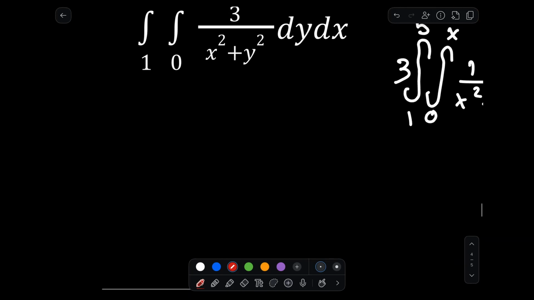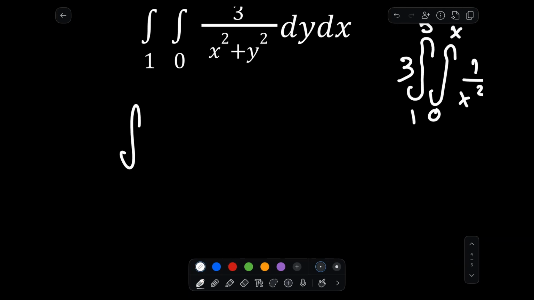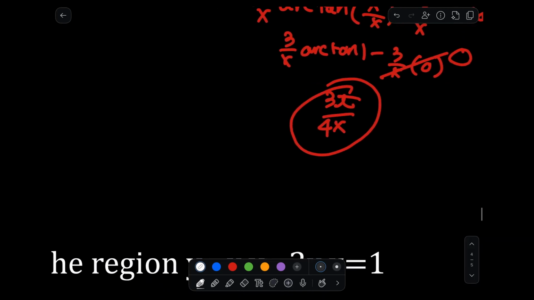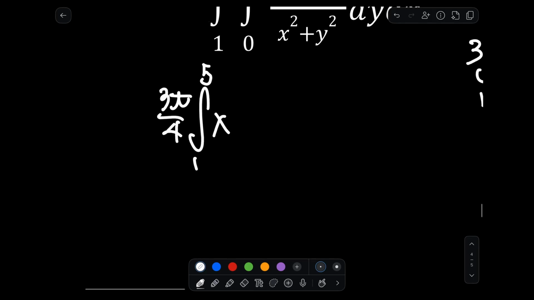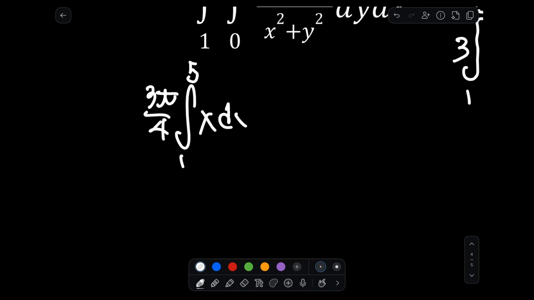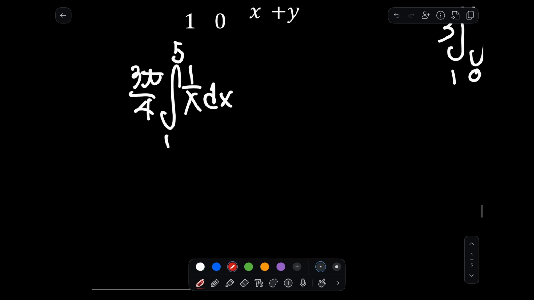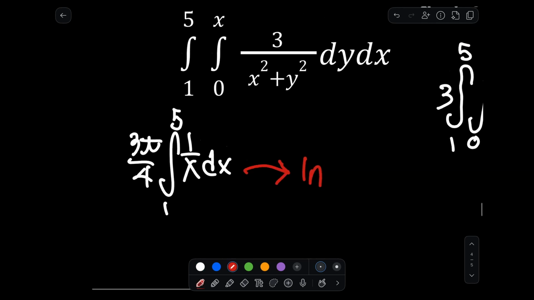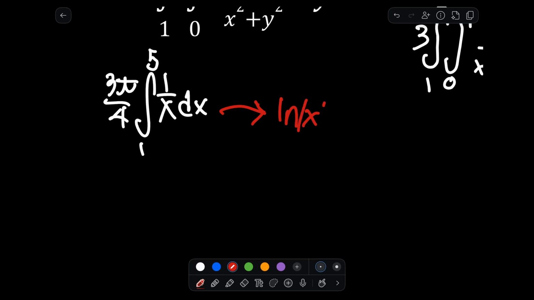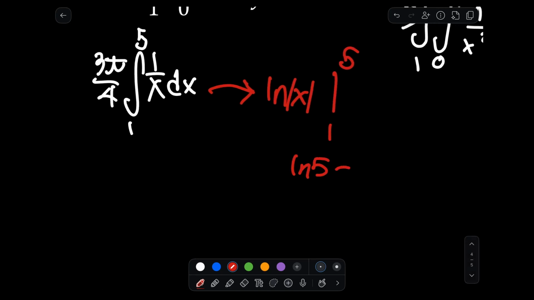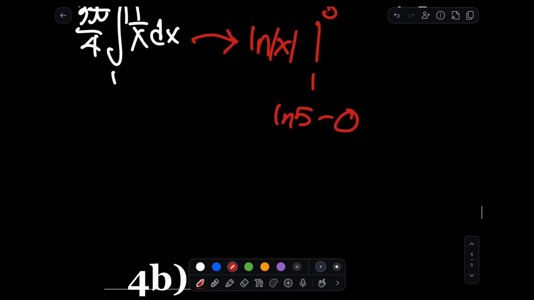So now we have to go back to rewrite our second integral from 1 to 5 of 3 pi over 4x. And remember, that's because arctan of 1 equals pi over 4, right? And now we can actually solve for the second integral right here. 1 over x dx, which is just going to be ln x evaluated from 1 to 5. And then we're going to get ln of 5 minus 0, because ln of 1 is 0.